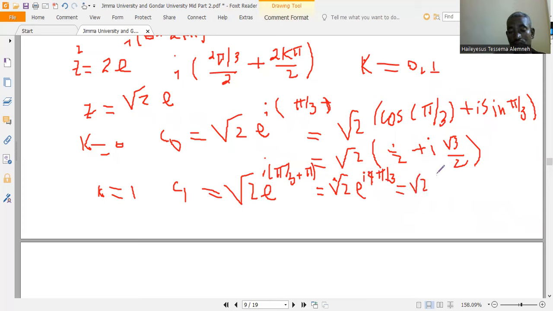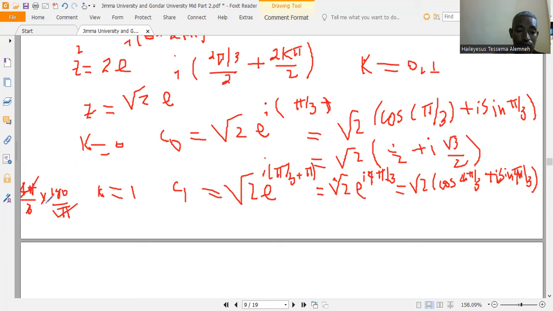Which is the same as radical 2 cos 4 pi over 3 plus i sin 4 pi over 3. 4 pi over 3 multiplied by 180 over pi, the pi cancels, 180 over 3 is 60, times 4 is 240.